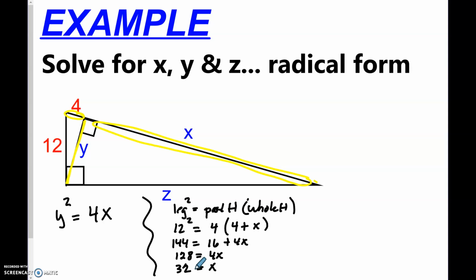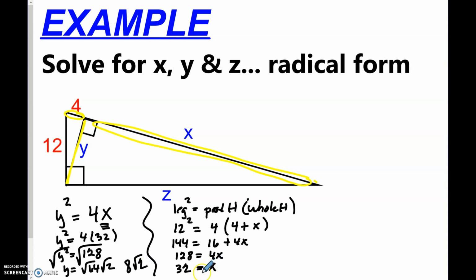And now that I know x is 32, I can go plug that x value in here. So I can take y squared equals 4 times 32, and 4 times 32 is going to get me to y squared equals 128. So now I'm going to take the square root of both sides. So y is going to equal, and I think I can take the square root of 64 times the square root of 2. So the square root of 64 is 8. So I get y is 8 root 2.